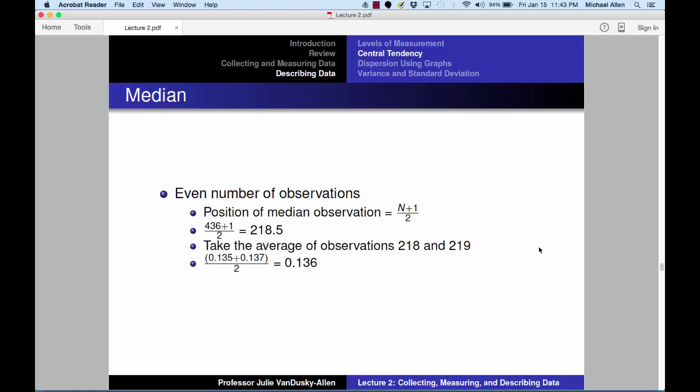In the previous slide, I taught you how to calculate the position of the median observation when you have an odd number of observations. When you have an even number of observations, it is slightly different. To calculate the position of the median observation, first you take the number of observations plus 1 and divide that number by 2. So if we had 436 observations, added 1 to 436, and divided that value by 2, we would get 218.5. There is no 218.5 observation. Instead, there are observations 218 and 219. What we do then is take the average of the values from observations 218 and 219.